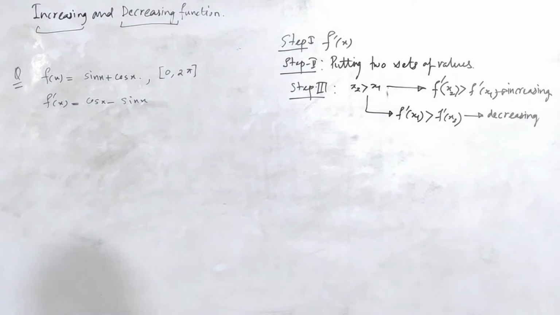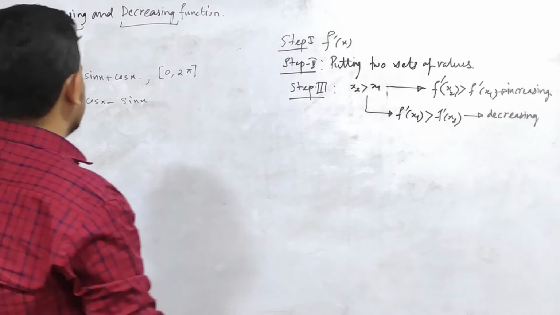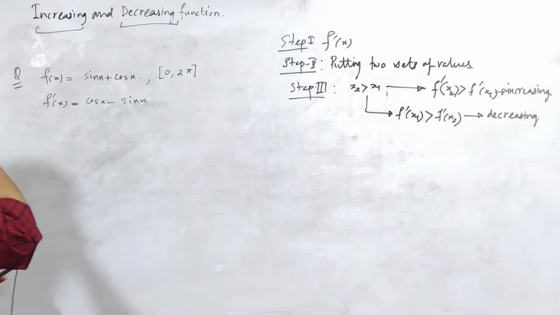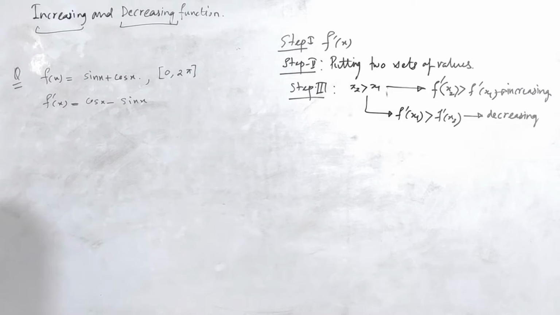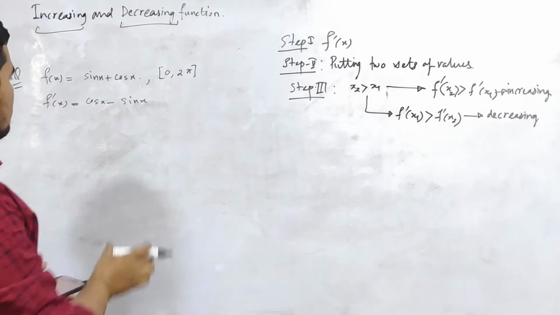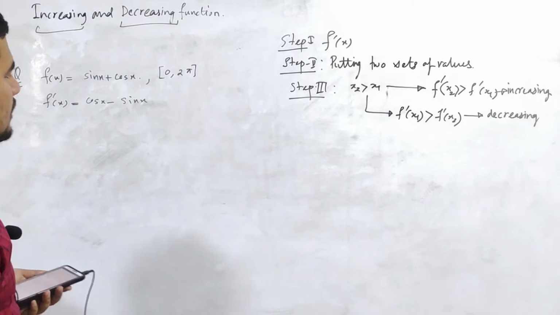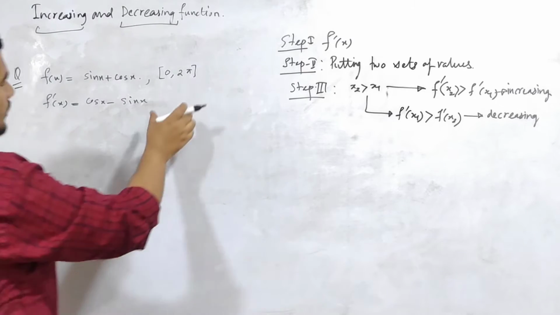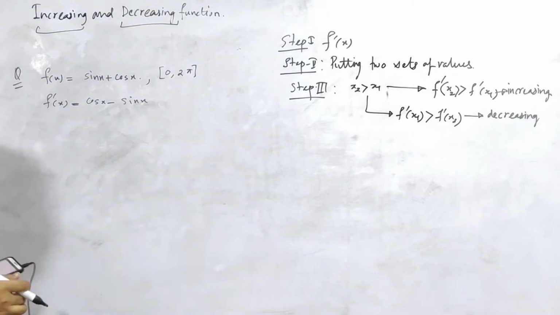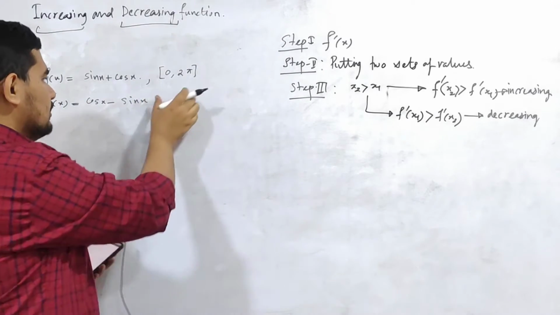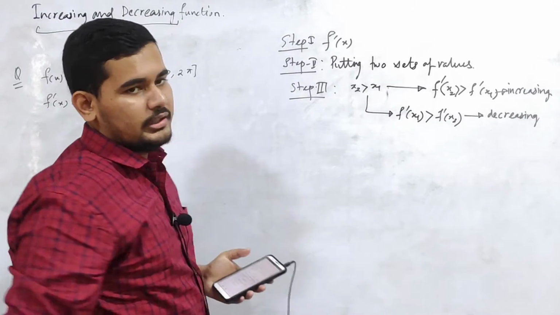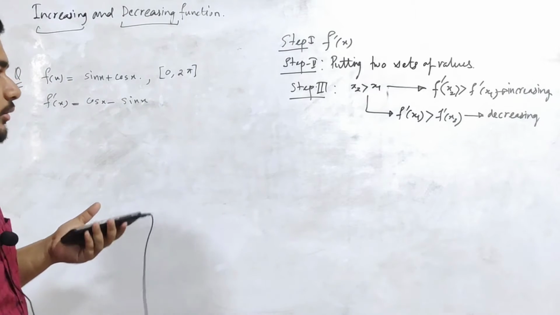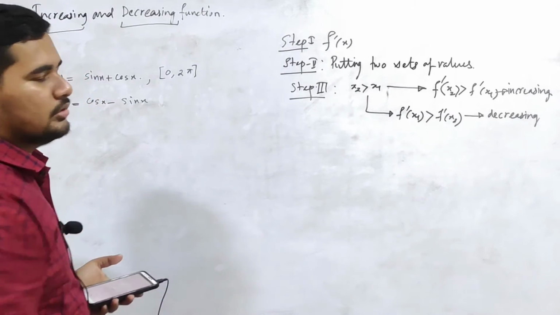Now here you are asked to determine in what interval between 0 to twice pi this function sin x plus cos x is increasing and in which interval this function is decreasing. The thing is that in any interval the function can show both natures. It is not mandatory that in an interval it will only have an increasing or only a decreasing nature. It can show both natures also.